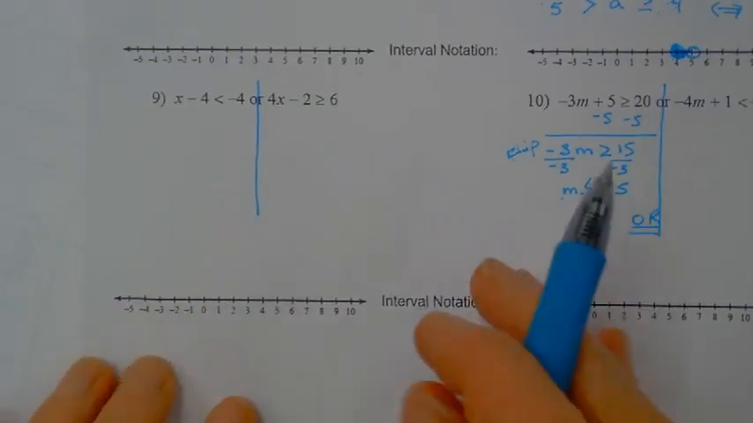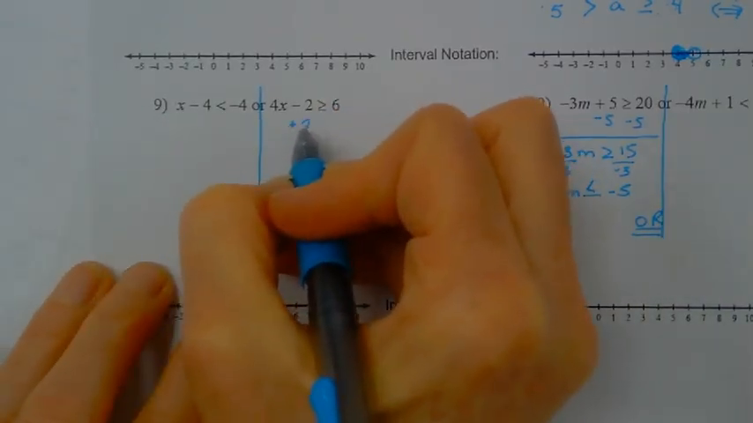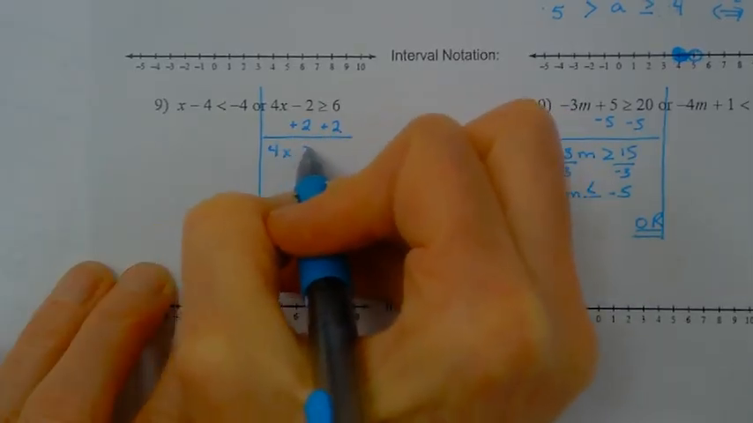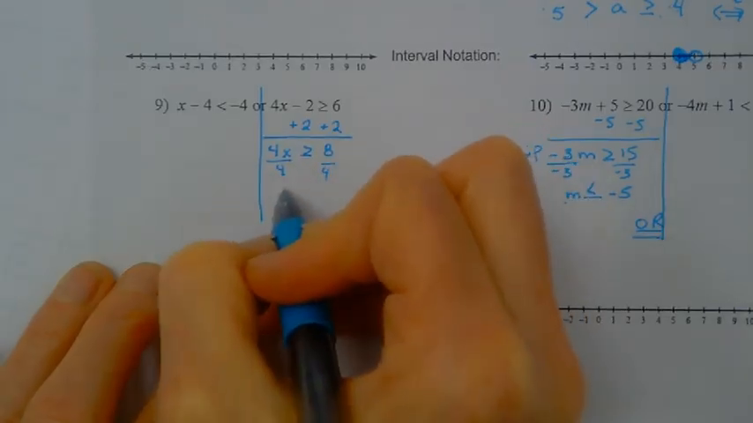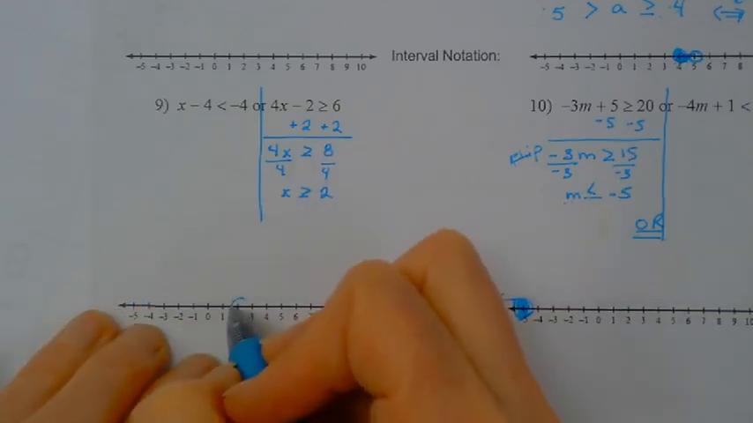Okay, so if we add, I'll do this side. We add 2 to both sides. And you get 4x is greater than or equal to 8. Divide by 4, divide by 4, and you get x is greater than or equal to 2. So I'm going to put a bubble at 2, and we want all the numbers that are greater than or equal to it.